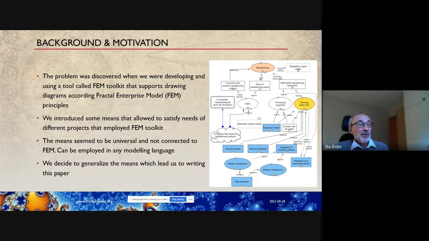And then we looked at these means and decided they are universal. They are not specific for fractal enterprise model or for our tool. So we decided to generalize them, and it resulted in writing of this picture. FEM toolkit was created based on ADO-XX environment. So there are other tools that are built with this environment, and they can almost easily implement the same things as we implemented.